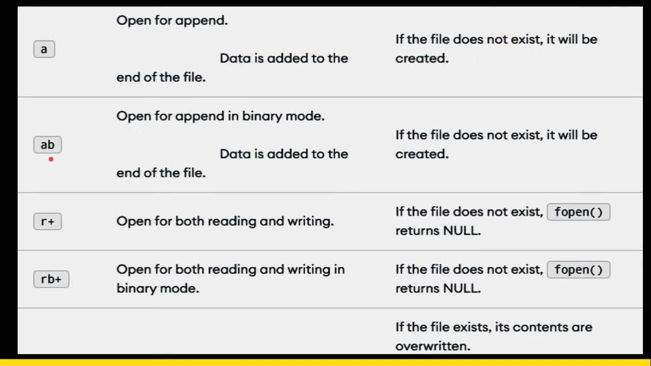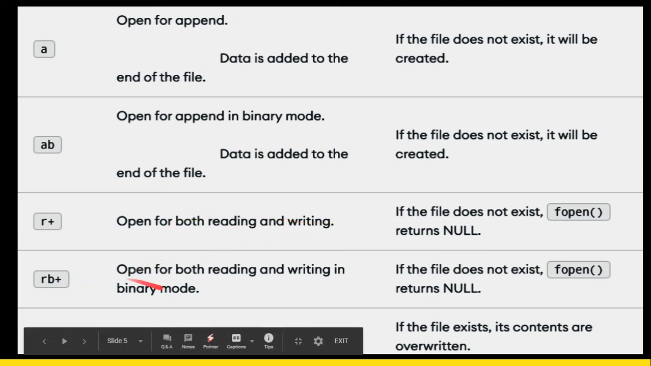And what is ab? It is the same thing, that is for the binary mode. The other operations are the same. The only thing is that here it is the text mode and this is the binary mode. What about r+? It is open for both reading and writing. That means if the file does not exist, the fopen statement gives the null pointer to say that there is no file existing. So we can read as well as write. And what is rb+? It is the same thing as r+, only the mode is binary.